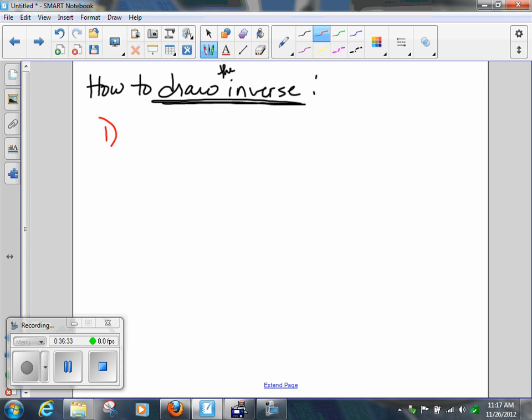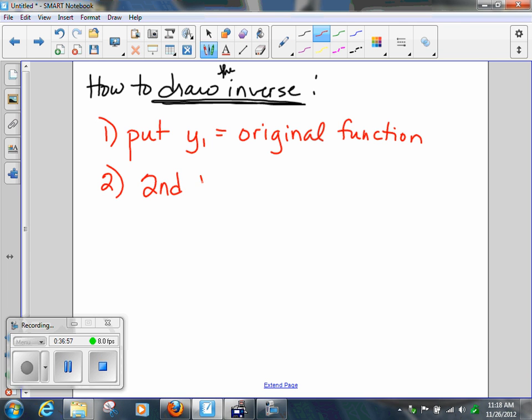First thing you need to do, folks, is put your y sub 1, your original function, in as y sub 1. Put y sub 1 equals the original function, okay? The second thing you need to do is go to second draw.